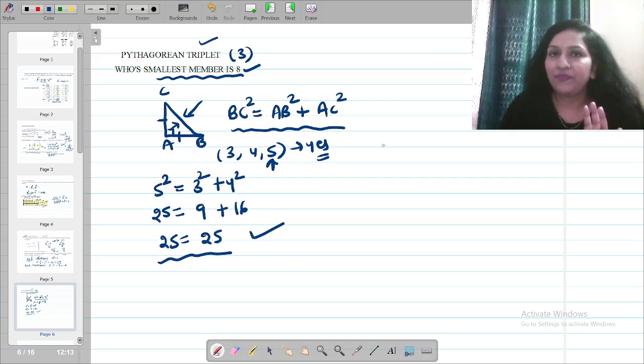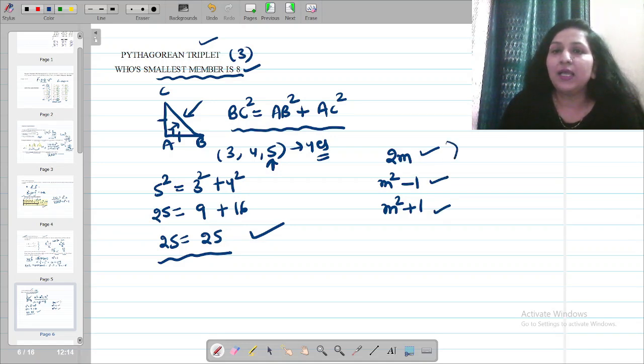You need to remember the formula for the three numbers: twice of m, m square minus 1 and m square plus 1. For any value of m, twice of m, m square minus 1, m square plus 1 gives you your Pythagorean triplet. This you need to remember. So the given number 8 should be equal to one of these numbers. It is just hit and try, so I need to put 8 equal to any one of these. The easiest way I can make out is, 8 is an even number, so if I put 2m equal to 8, I can easily get the value of m.